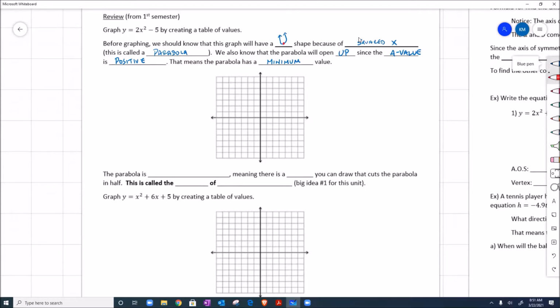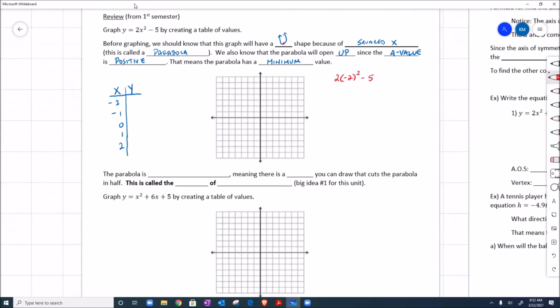Now we're going to create a table of values like we said we would and graph this function. Remember, first semester for our table of values, we chose -2, -1, 0, 1, 2 as our x values, so we can see how our function looks positive, negative, and at 0. As we do that, we can use function notation. We just plug our x value into the function and do it, right?